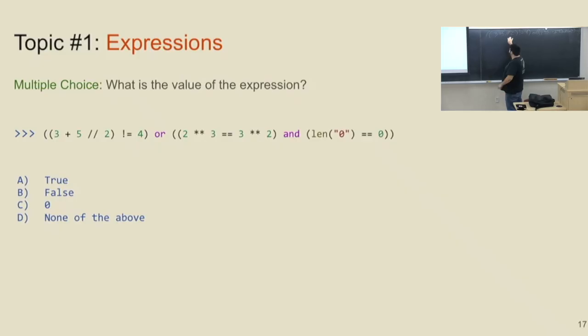First we divide. 5 divided by 2 is what? 2. In this case 2, not 2.5. It's 2 because integer division, right? So this is 2. 3 plus 2? 5. Oh, this is 5. Is 5 not equal to 4? True. That's true. So all this gets into a true.